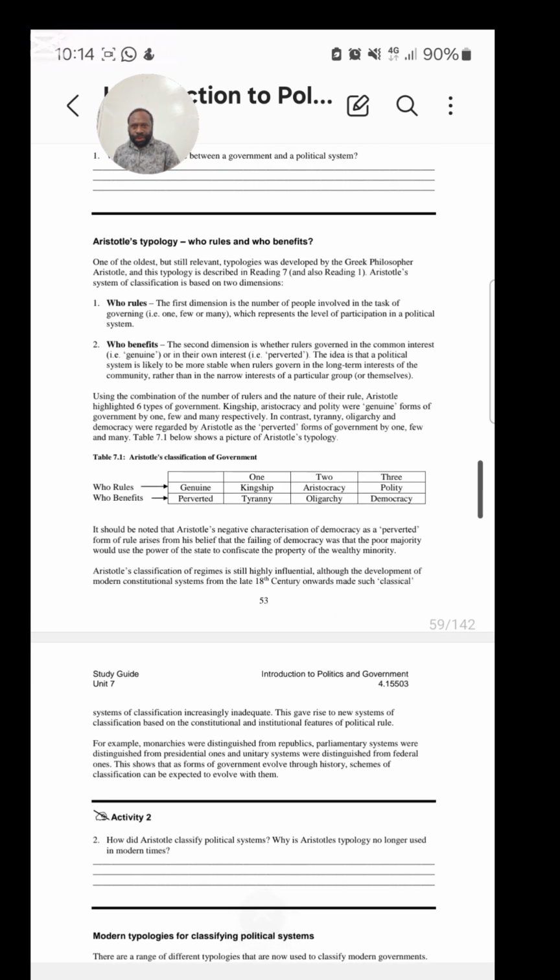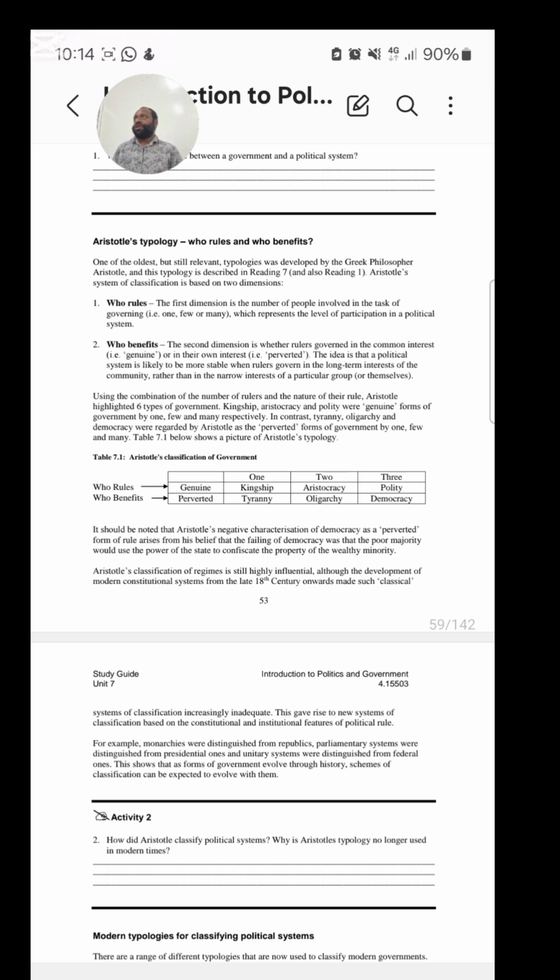we'll take a look at table 7.1. That table 7.1 gives us an illustration of the classification of government using Aristotle's dimensions: who rules, and who benefits.